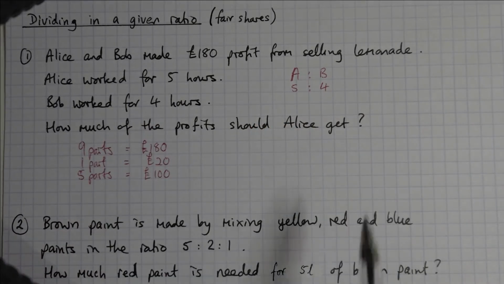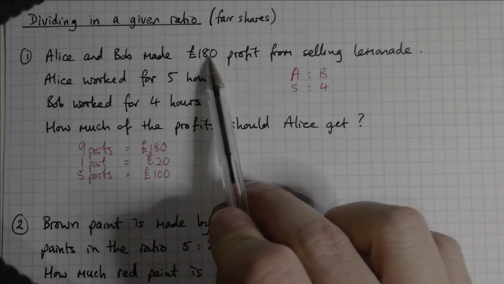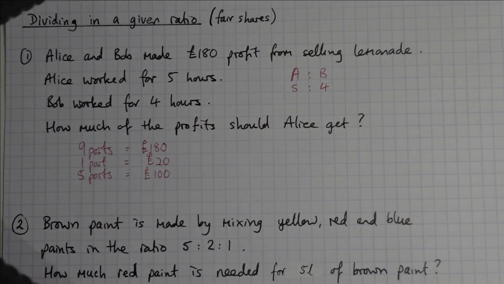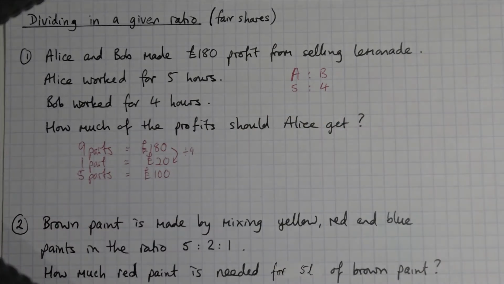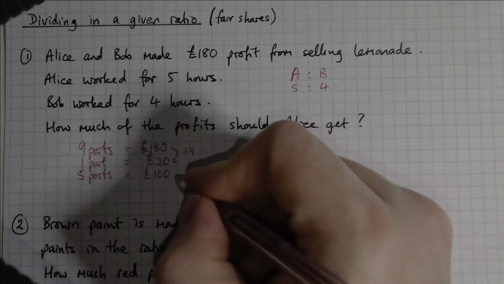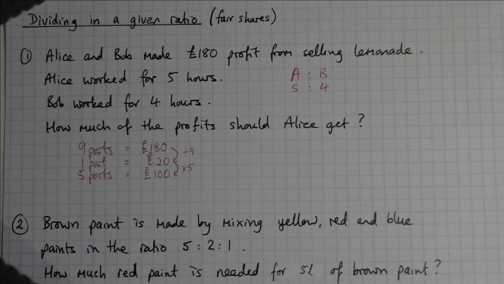So those steps were, I added those together to see the total number of parts involved in the question. That was 9. And I said the 9 parts is the £180 that they want to split up. I took it down to 1 part by dividing both sides by 9, and then took it back up to 5 parts. That's the share that Alice gets. By multiplying by 5.